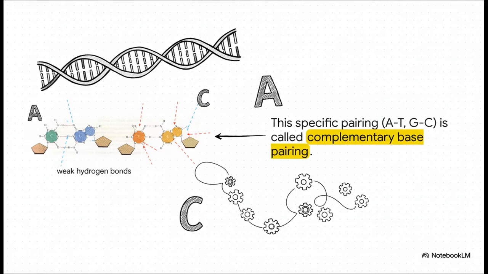This specific partnership is called complementary base pairing, and it is the most important feature of DNA. It means that if you know the sequence of bases on one strand, you automatically know the sequence of its partner strand. It's a perfect match.